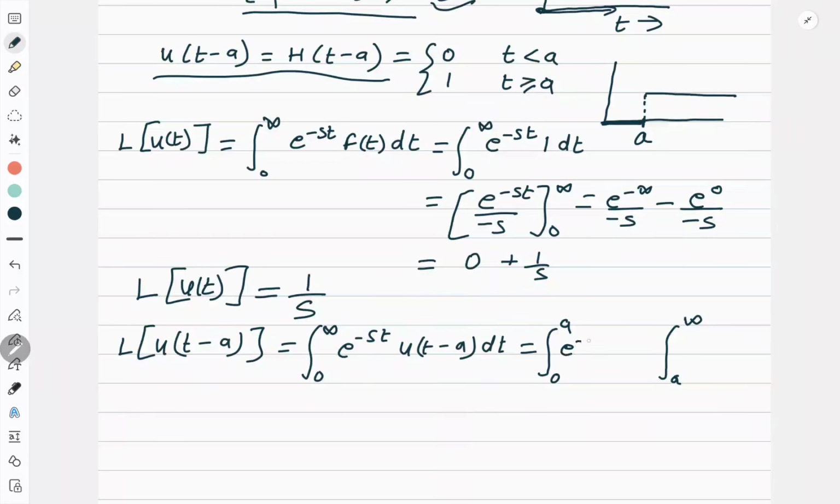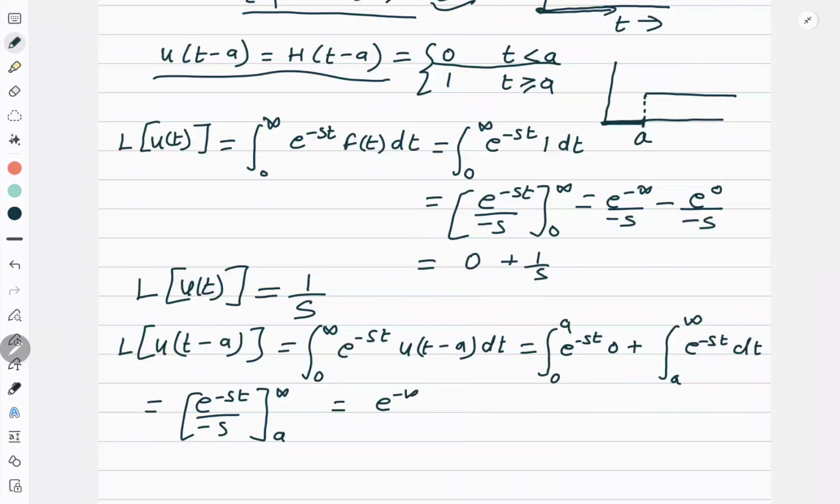Now e to the power minus st is the same. What is the value of the function from 0 to a? Go back to the definition. From 0 to a, the value of the function is 0, so this term will become 0. Then e to the power minus st, and the value of the function from a to infinity is 1. Correct? Now let me integrate this. So e to the power minus st upon minus s, with limits from a to infinity.